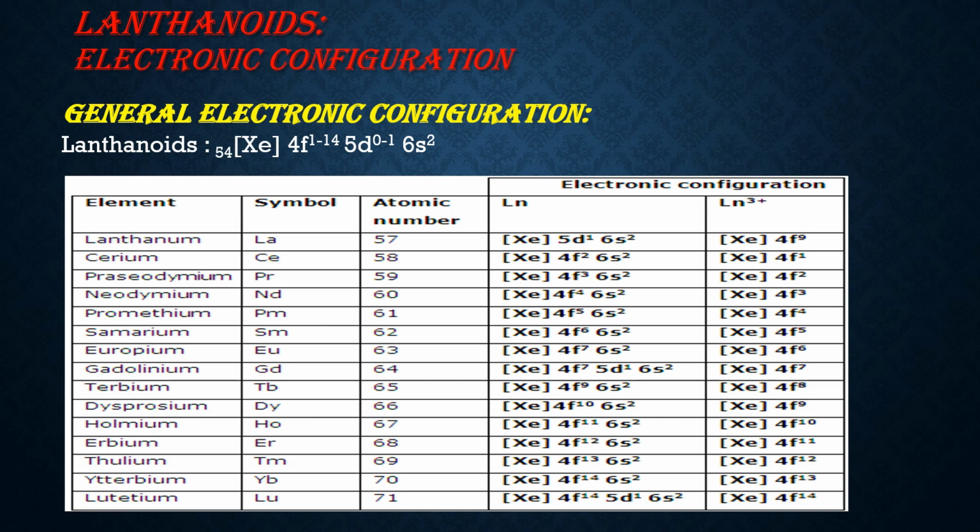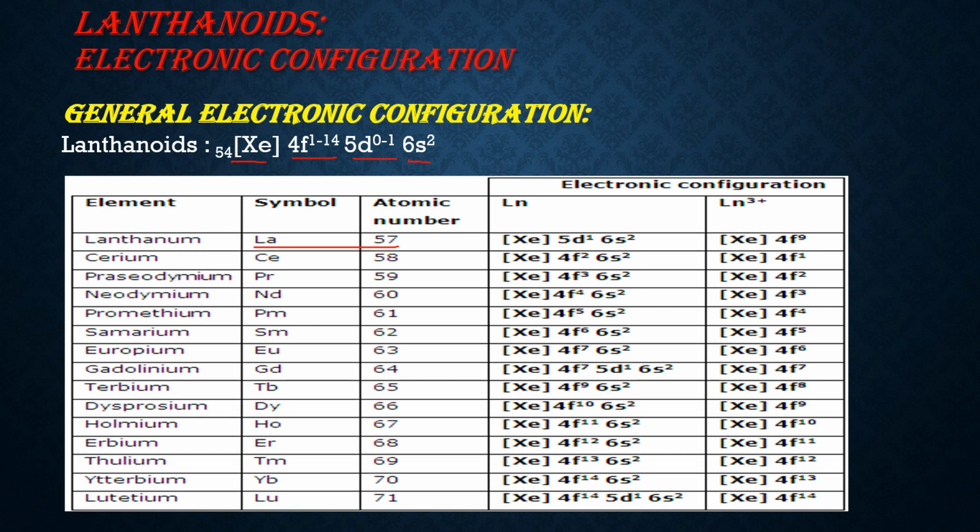General electronic configuration is, first you write the configuration for xenon, that is having atomic number 54. After that the configuration is 4F 1 to 14, 5D 0 to 1 and 6S2. This is the general electronic configuration. Now the series starts after lanthanum, that is why lanthanum is also added here, but actually it is not the member of the series.